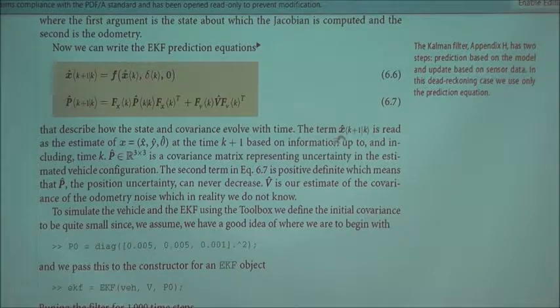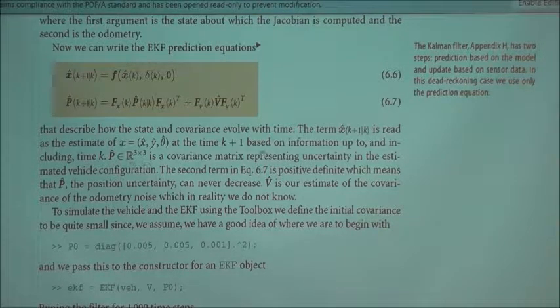The term x hat k plus 1 given k is read as the estimate of x hat, y hat, and theta hat at time k plus 1 based on the information up to and including time k. So all the previous history up to k is used to estimate k plus 1. Okay? Which is really, really remarkable.